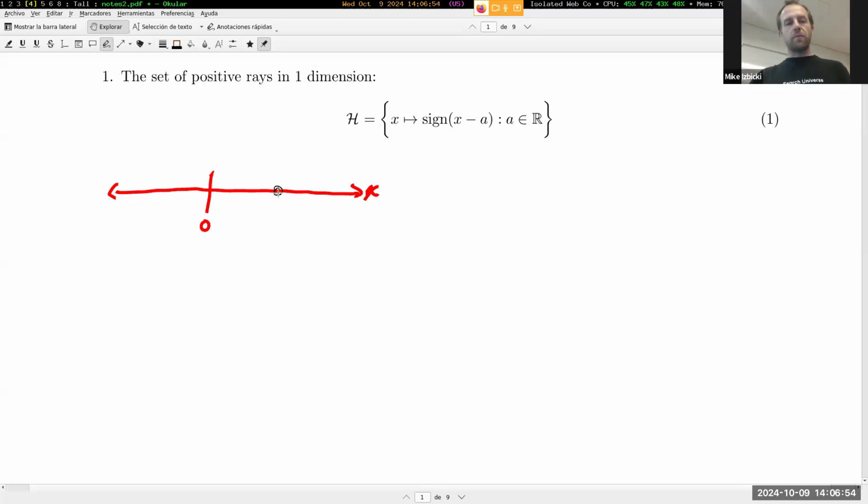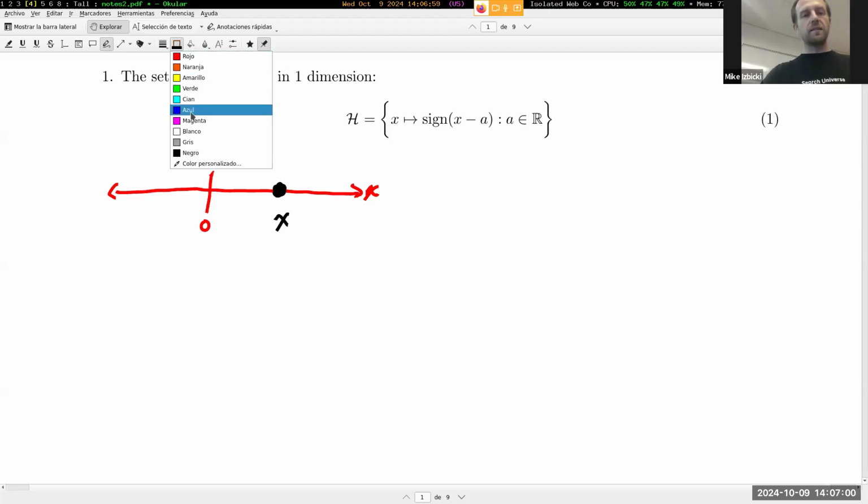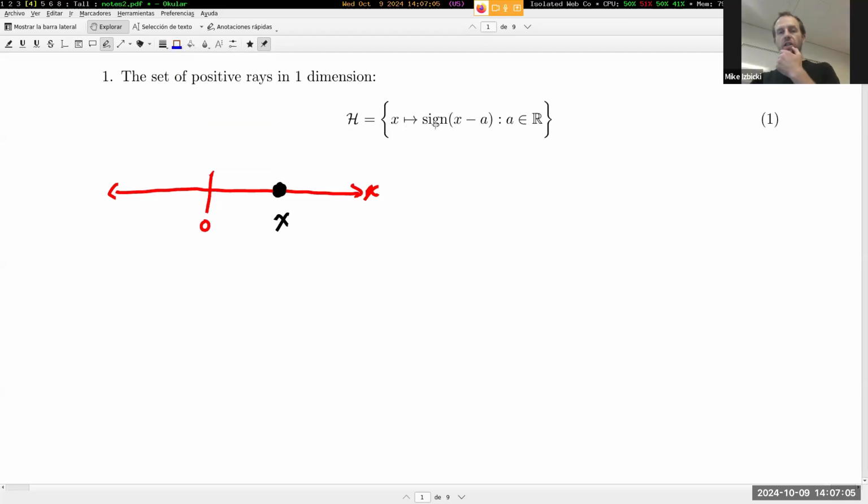And then if we have some data point like this, so this is an actual data point in our data set, then what our hypothesis is doing is we pick some particular a value, and it's called the set of positive rays in one dimension because this hypothesis class is commonly visualized as a ray or an arrow leaving from one point and pointing off to infinity. And they're positive rays because they only exist on the positive side.